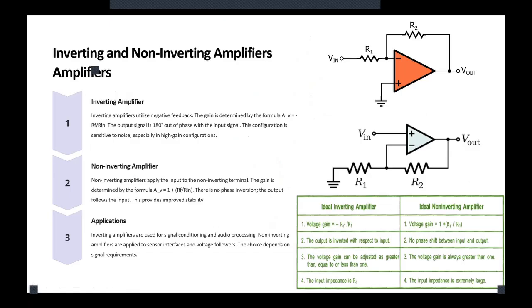Now let's move on to the real amplifier configurations. We are going to start with the 2 most fundamental setups, which are the inverting amplifier and non-inverting amplifier. When we talk about the inverting amplifier, here's the idea. The input signal is applied to the inverting input, the one that we show by a minus sign. The non-inverting terminal is grounded. You can see that. So this is the inverting amplifier.